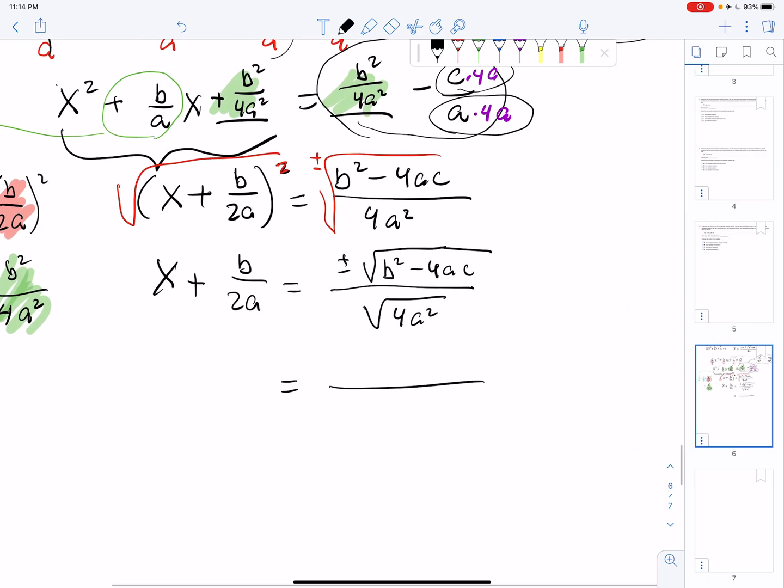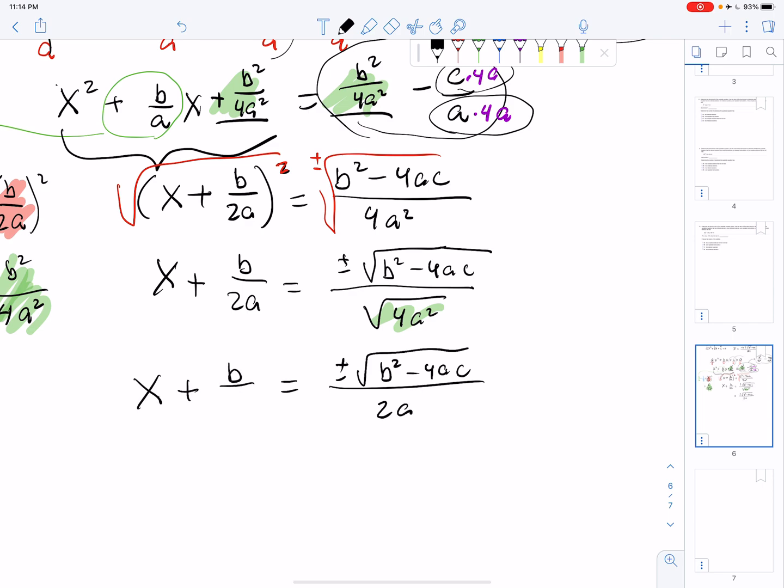So then, let's see. Up top, I've got plus or minus the square root of b squared minus 4ac. But of course, down below, that is a perfect square. So that comes out as 2a. And I still have this x plus b over 2a.